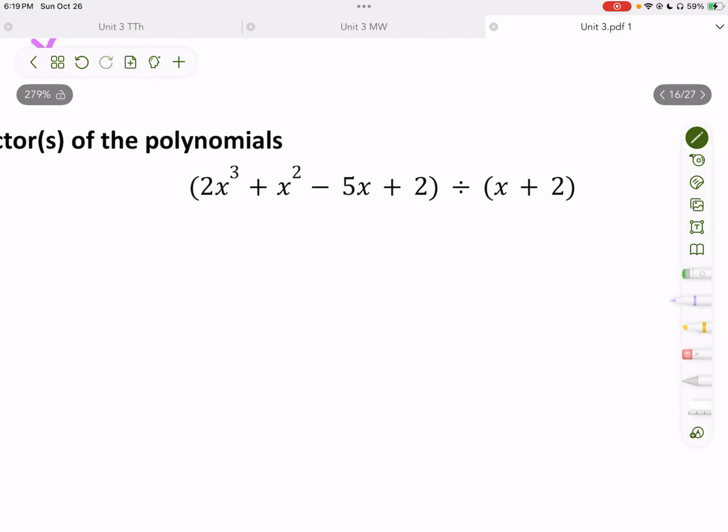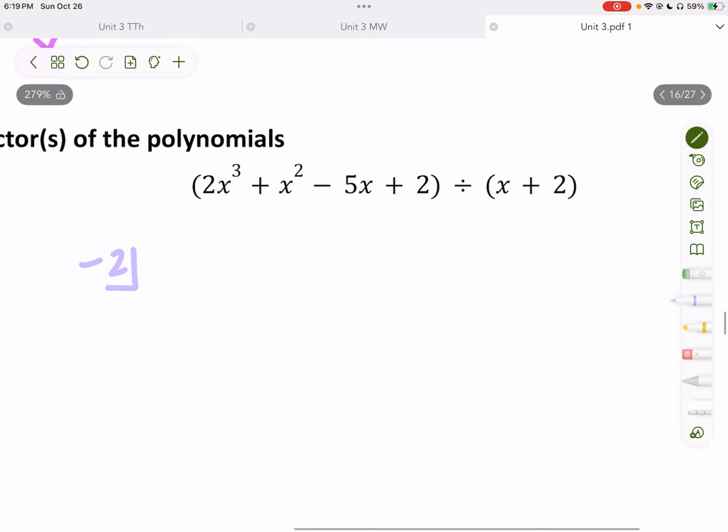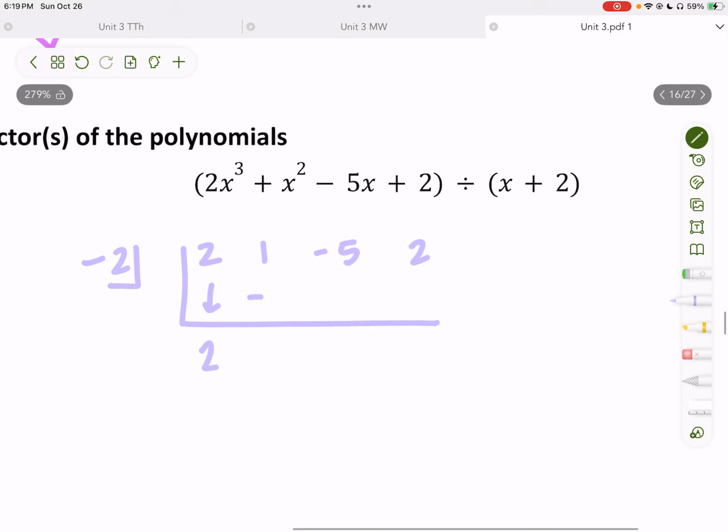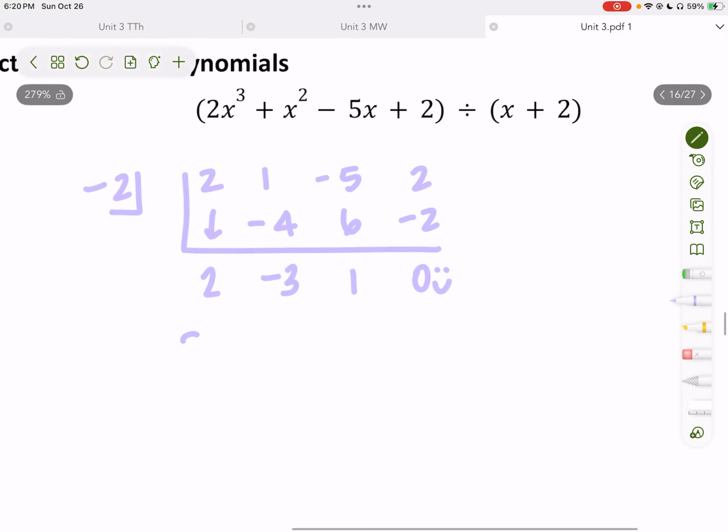Let's do the next one. It's a power of 3. Chances are we will factor the quadratic that comes out at the end. 2, 1, -5, and 2. Bring down the first term and multiply. Do the math, multiply. Do the math, multiply. We end up with a 0.